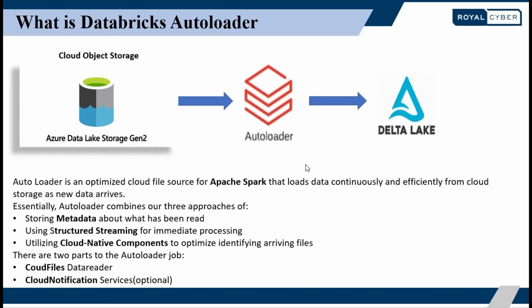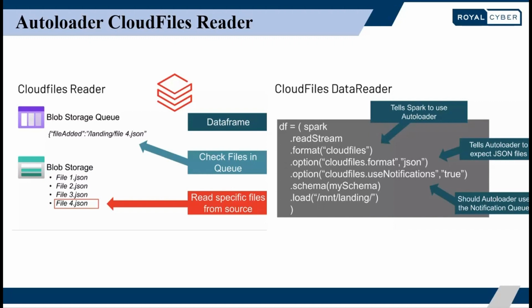Moreover, Autoloader combines three approaches: storing metadata, using structured streaming, and utilizing cloud native components. This diagram shows how Autoloader takes part from the storage to the Delta Lake, how it actually works. This is a high level architecture diagram.